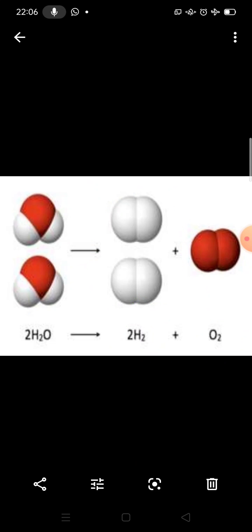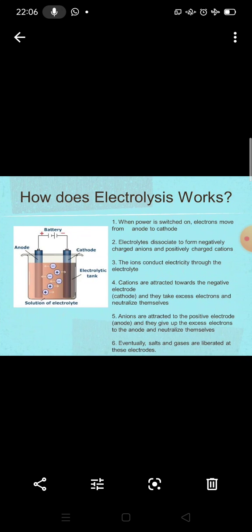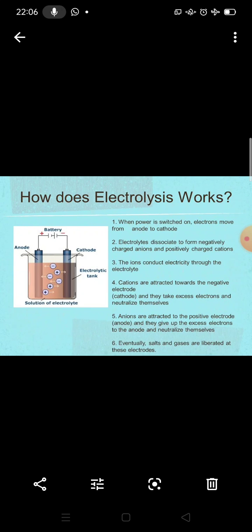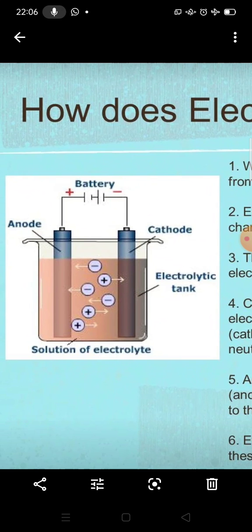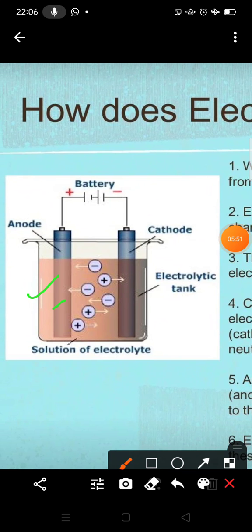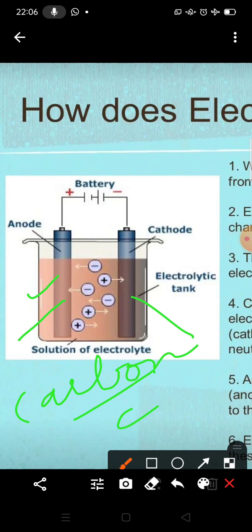So students, let us start the activity. You can see the diagram also. There is a battery, and there are carbon electrodes, anode and cathode. To conduct electrolysis of water, we need 2 carbon rods. These are the carbon rods. Take them from a discarded cell or any other source.